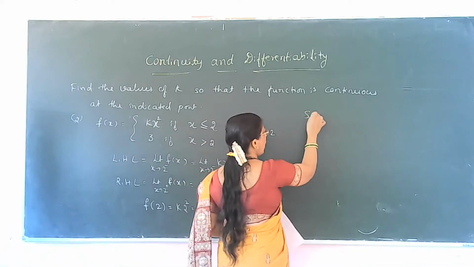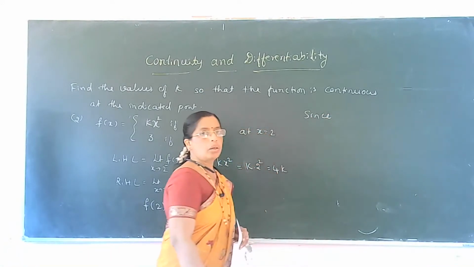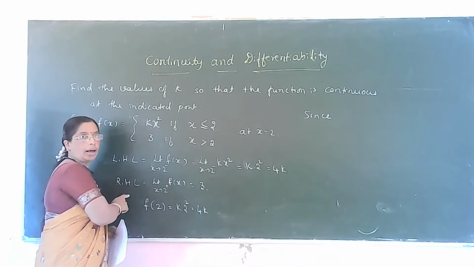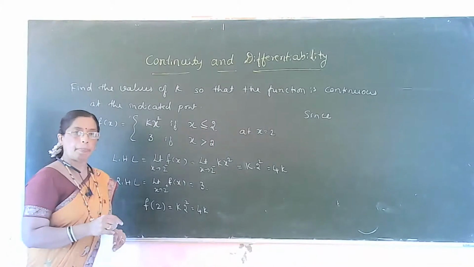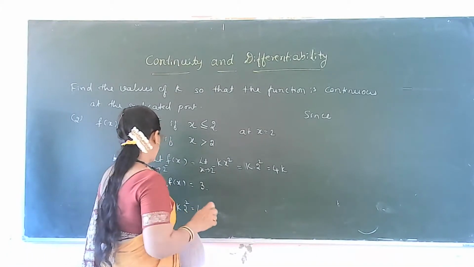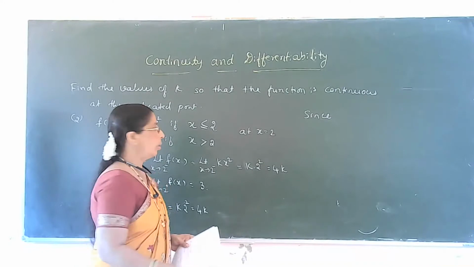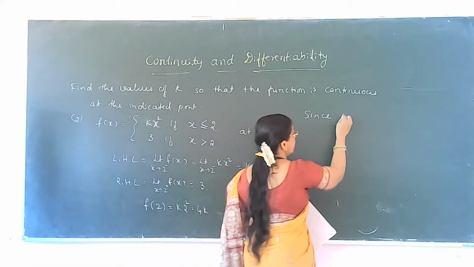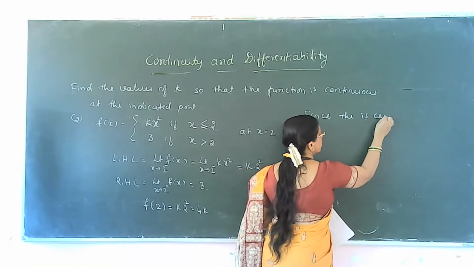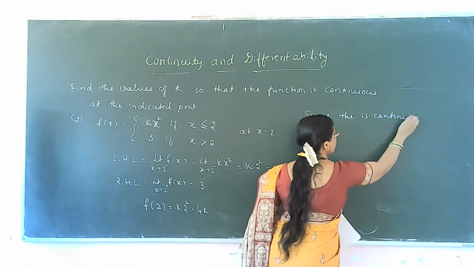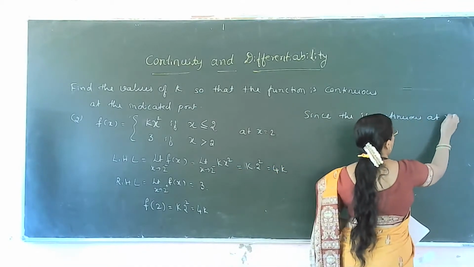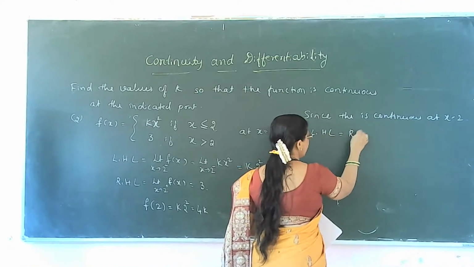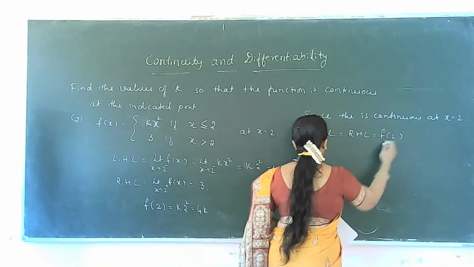Since the function is continuous, you have to write all the steps. Don't forget to write. First find the LHS, RHS and f of 2, the function value of the function at the given point. Since the function is continuous at x equal to 2, then LHS is equal to RHS is equal to f of 2.